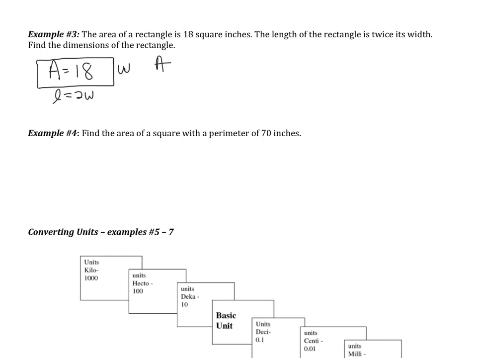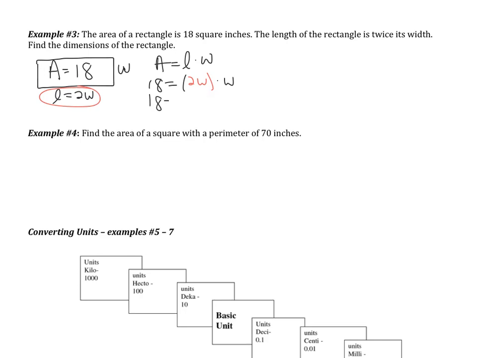Well, hopefully you remember that the area of a rectangle is length times width. My area is 18. Instead of writing L for length, I'm going to write twice the width, because I know that they're equal. I know that the length is equal to twice the width. And then I still have the width.